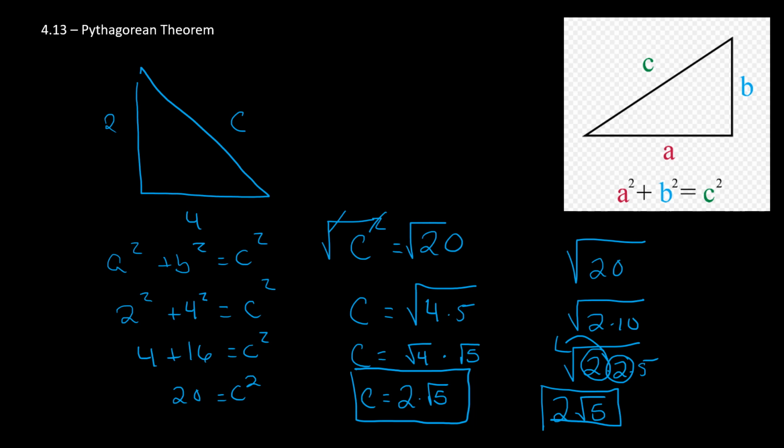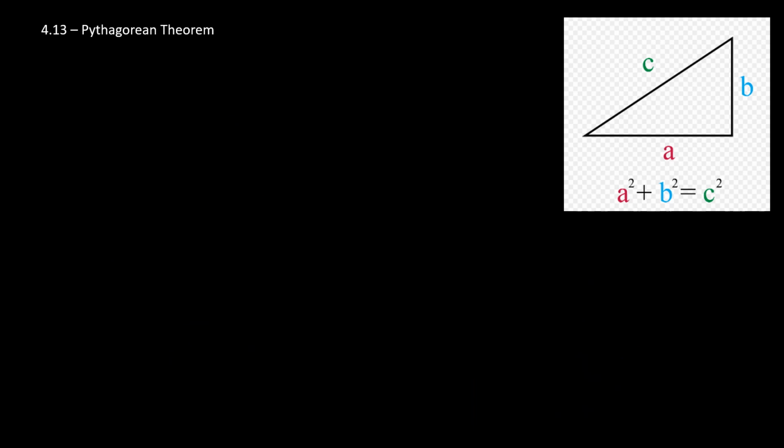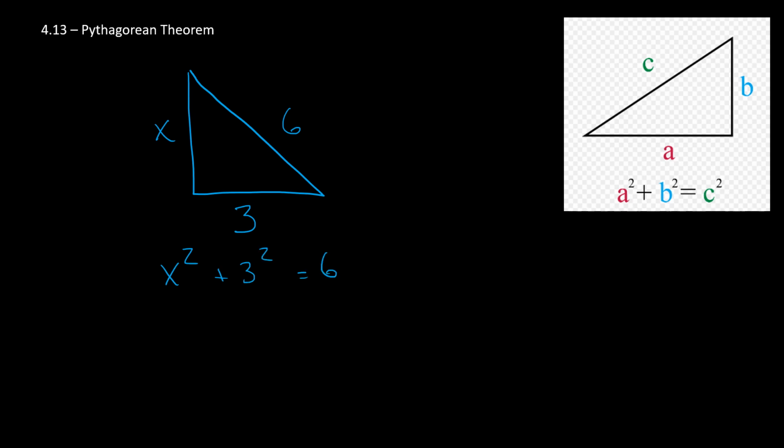Cool. Let's do another problem together. So let's say we have our triangle here, and we're going to go ahead and give it sides of, let's do x, 3, and 6. So this problem is different, as instead of being given the two legs, we're getting one leg and the hypotenuse. So when we set this up, we're going to say x squared plus 3 squared equals 6 squared. So we'll say x squared plus 9 equals 36.